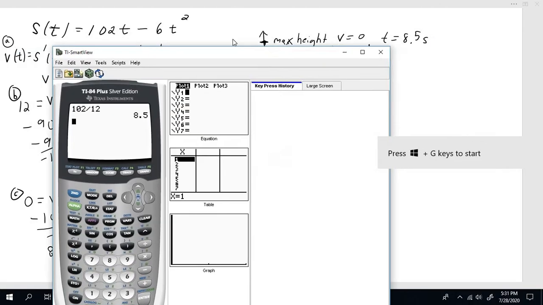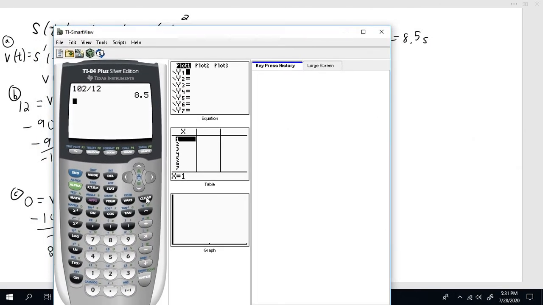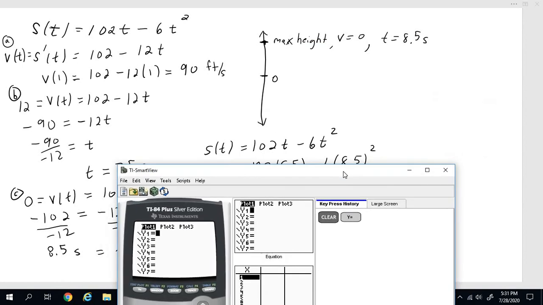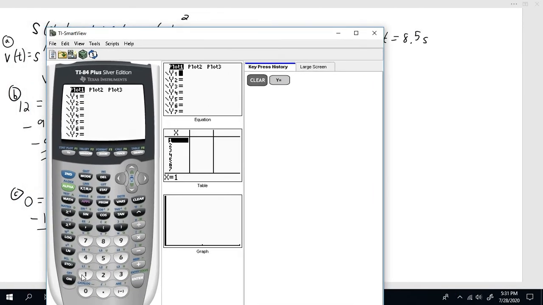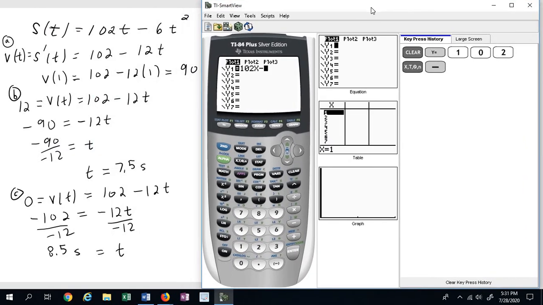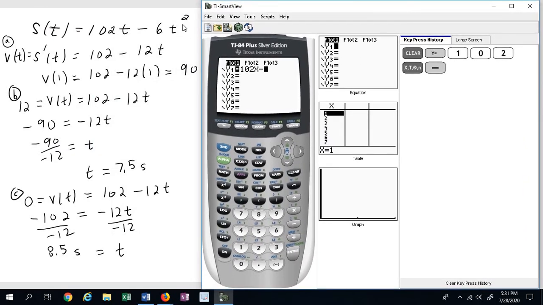Now I'll show you a really nice way of doing this on the calculator. What you can do is go to your y = button, and you can actually enter in the original position function. So 102, and I'm just going to use x for my t. So 102x minus 6x squared, or 6t squared, and then you can square it using this button here.